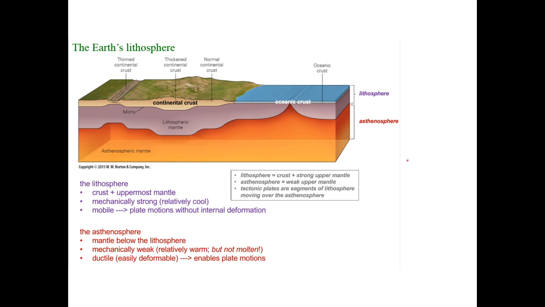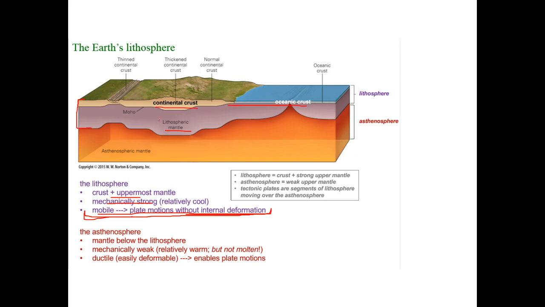Okay, so the lithosphere is the crust plus uppermost mantle. It's mechanically strong. It's relatively cool. It's mobile, and plate motions are, so plate tectonics, you've probably heard of plate tectonics. You might know that plates are composed not just of the crust, but of the lithosphere. So when we talk about plate tectonics and plates, we're talking about the lithosphere. So the lithospheric mantle plus the crust, ocean crust and continental crust.